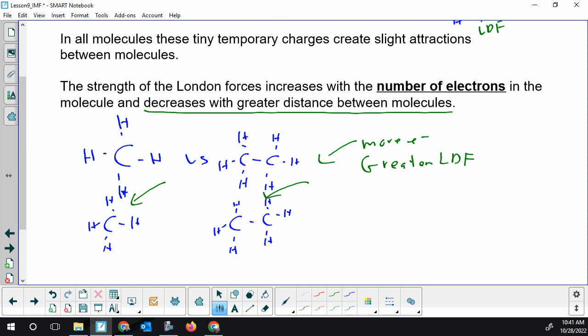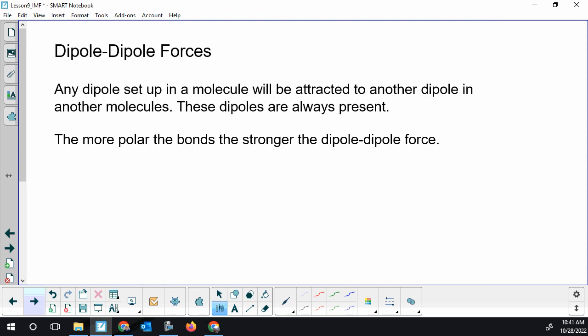Okay? So this is our first force. Everything has it. Look at the number of electrons. Now we're going to look at polarity. If a molecule is polar, and that was an important if statement, it will have dipole-dipole forces. If it is non-polar, this force does not exist, and it would only have London forces.